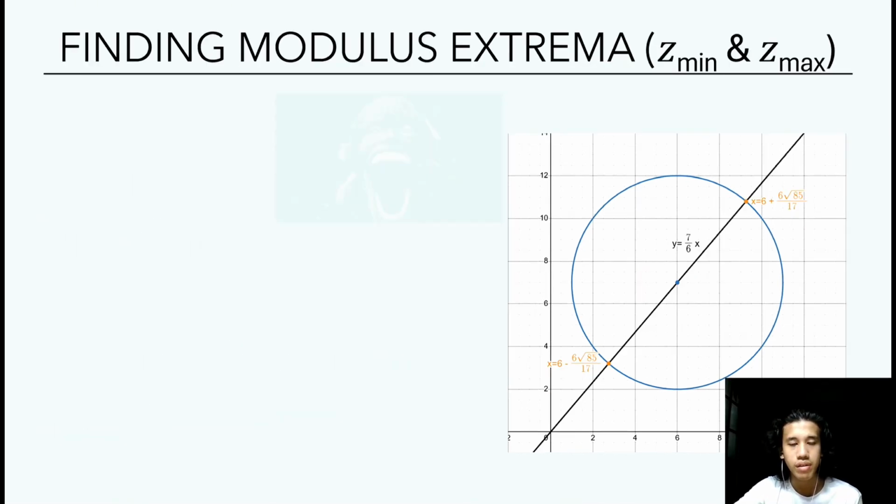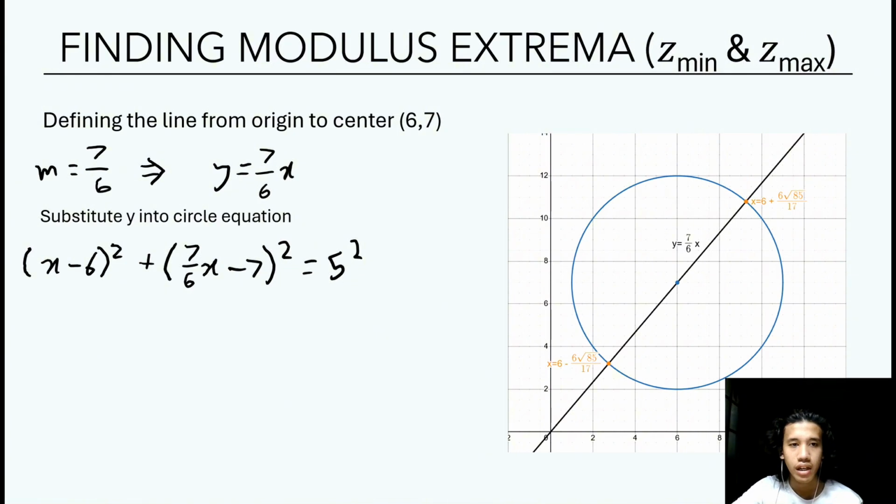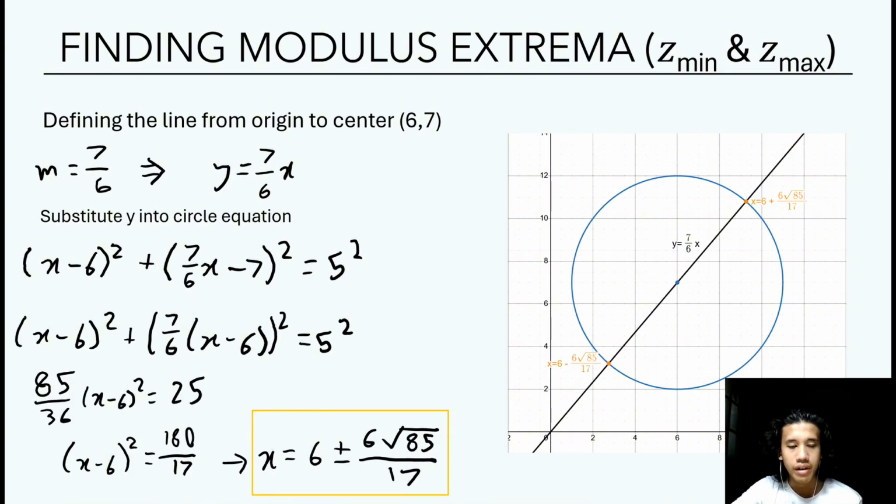To find the modulus of extrema, we first have to define a line from the origin to (6, 7), where we get y equals 7 over 6 x. And we substitute into the circle equation to get the points of intersection. And then for our x values, we get this.